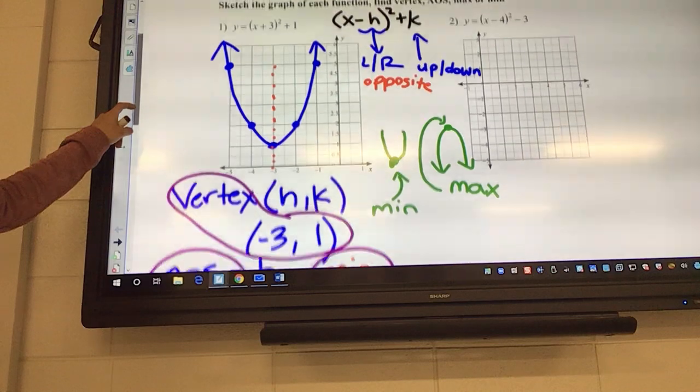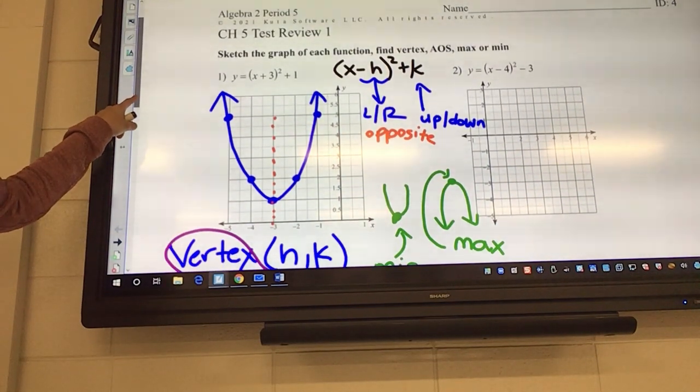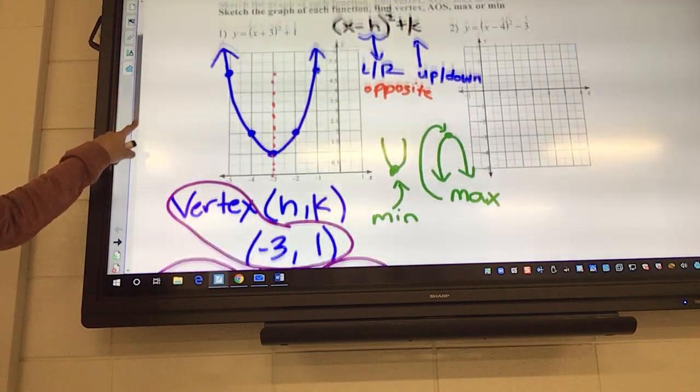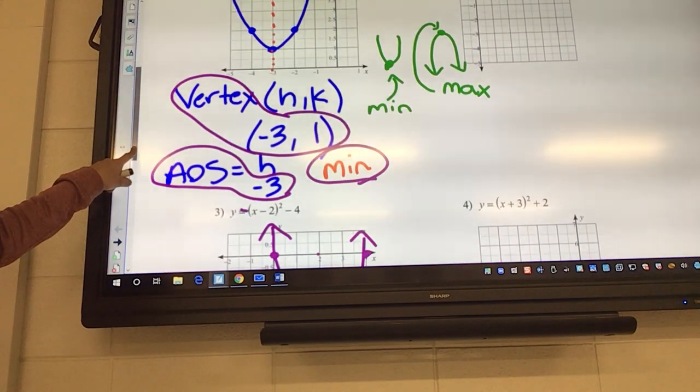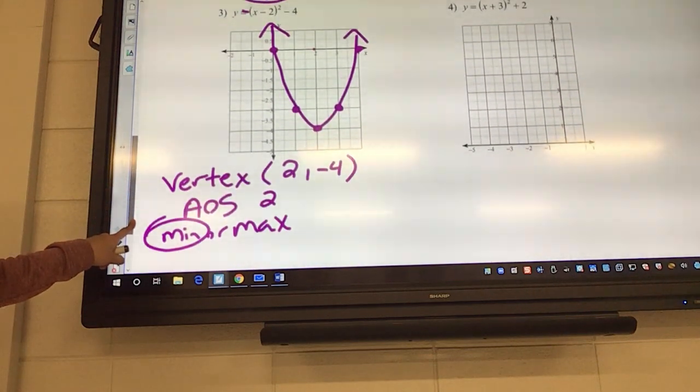Let me scroll up. Hold on. Pause if you need to pause. So I can scroll because I forgot to turn the camera on. And pause. And pause.